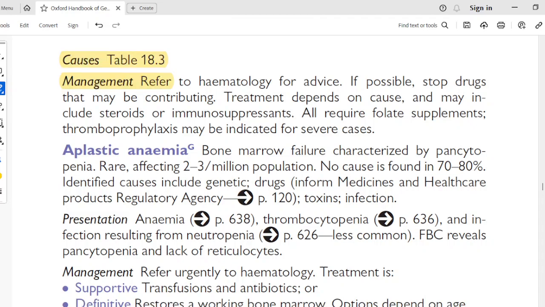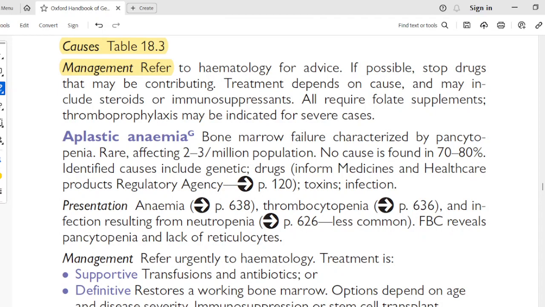Management: refer to hematology for advice. If possible, stop the drugs that may be contributing. Treatment depends on the cause and in many cases includes steroids or immunosuppressants. All require folate supplements. Thromboprophylaxis may be indicated for severe cases.